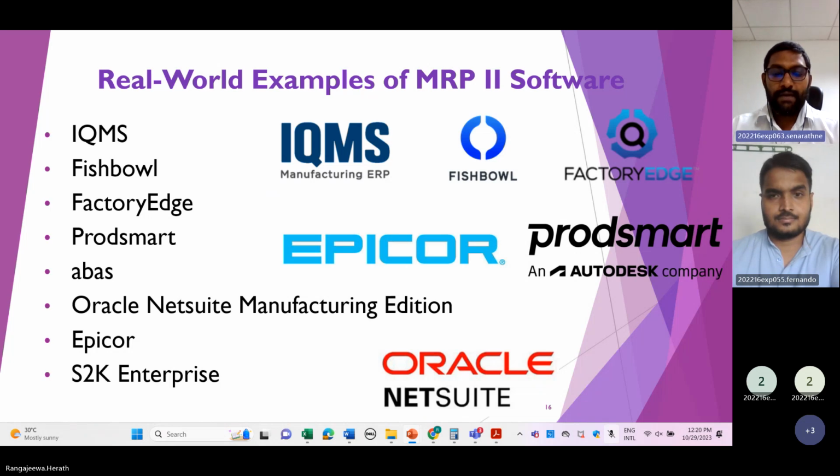These are some real world examples. Back in the 1980s, these were the leading companies who introduced MRP2 software solutions to the market, like IQMS, Fishbowl, and, as we all know, Oracle NetSuite. These were the leading software in the 1980s. Next slide.